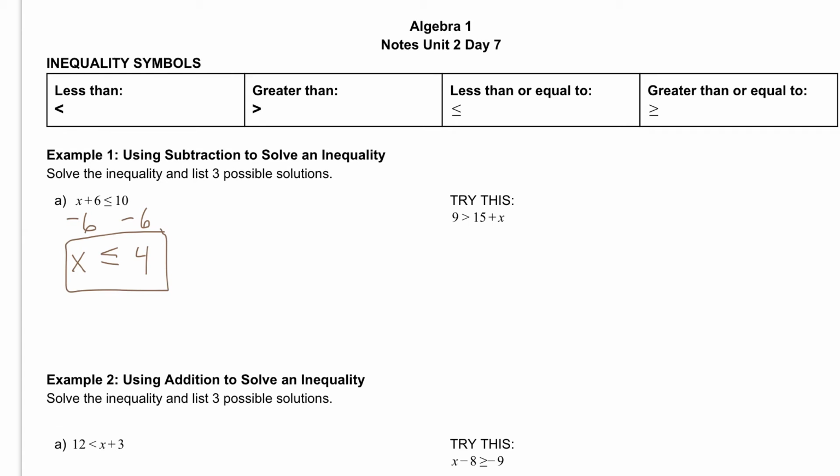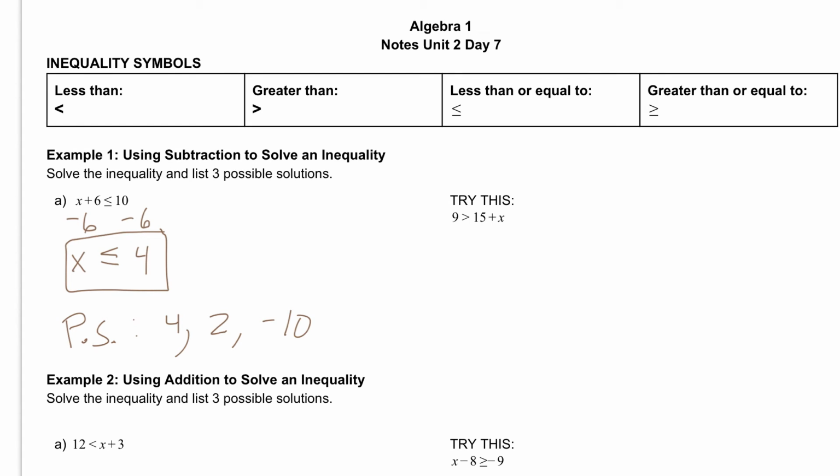So x is less than or equal to 4, and then I need 3 possible solutions. So some possible solutions would be any number that's less than or equal to 4. So 4 would work, since it could be equal to it. And then any number smaller than 4, something like 2, negative 10 is also a number smaller than 4. All of these are possibilities up for my x. What I would like you to do is do the try this, solve for x, hit the pause button and unpause it when you're ready to check your answer.